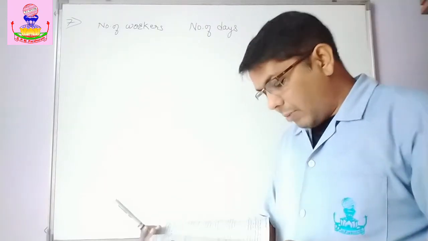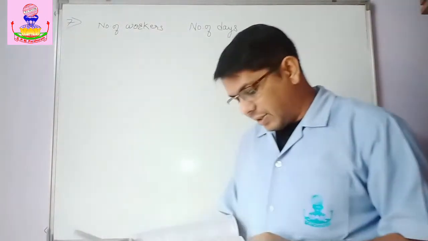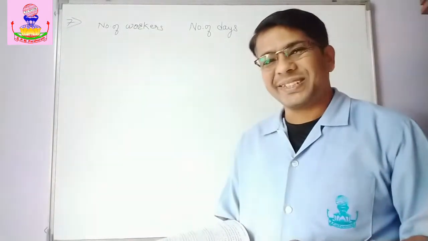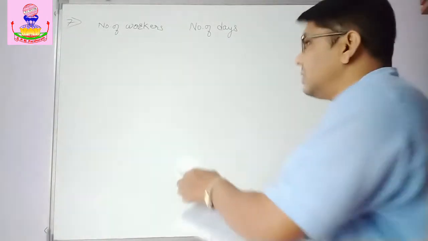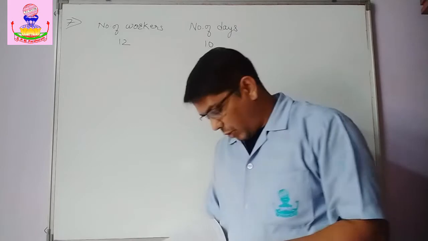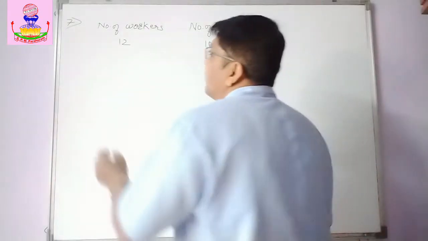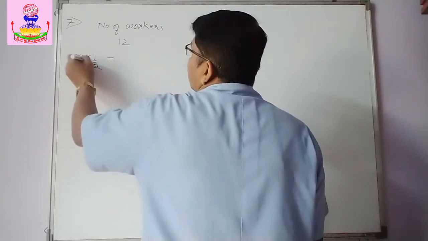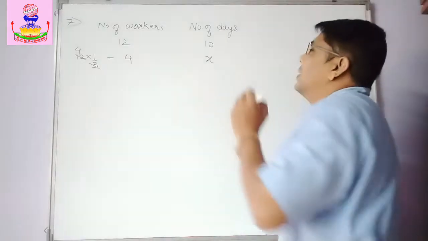Now see the seventh example. 12 workers can complete a piece of work in 10 days. If the number of workers is reduced to 1/3 of the original number, then how many more days would be required to complete the same work? Just like the last example, the last exercise example. So 12 workers complete the work in 10 days. Now the number of workers is reduced to 1/3 of the original number. What is the original number? 12. Now 1/3 of it means what? 12 into 1 upon 3. So that is equal to 4, since 3 4s are 12. So 4 workers.